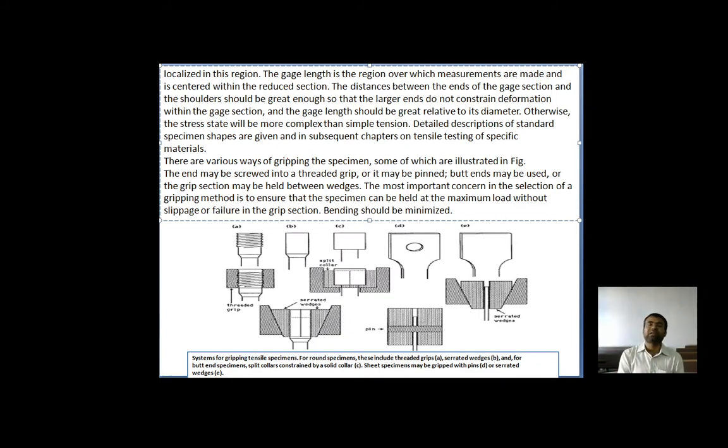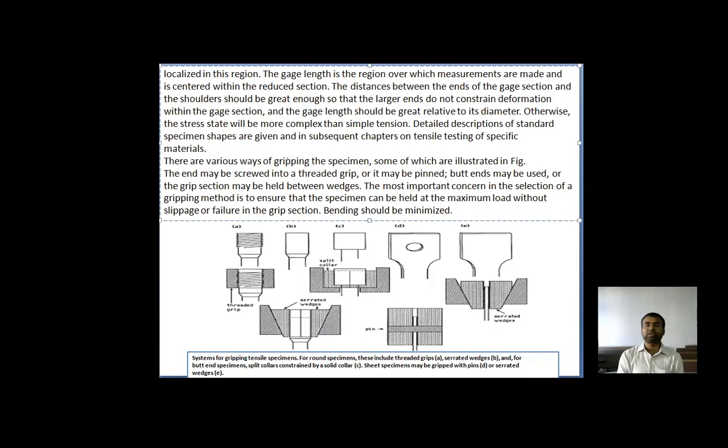Such a plot of tensile force versus tensile elongation would be of little value if it were not normalized with respect to the specimen dimensions. And therefore, the engineering stress or the nominal stress S is defined as F upon A0. A0 is the initial cross-section area of the gauge length, F is the tensile force, and the engineering strain is e, defined as dl by L0, where L0 is the initial gauge length and dl is the change in the gauge length.